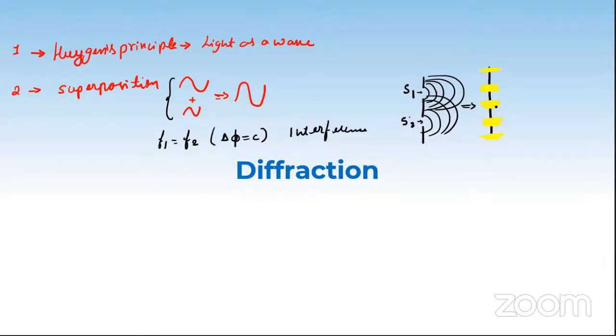And after the central maxima, I get a minima. The first minima to the top and to the bottom, and the second minima to the top here, and the second minima to the bottom. And this kind of dark and bright pattern is called the interference pattern, right?